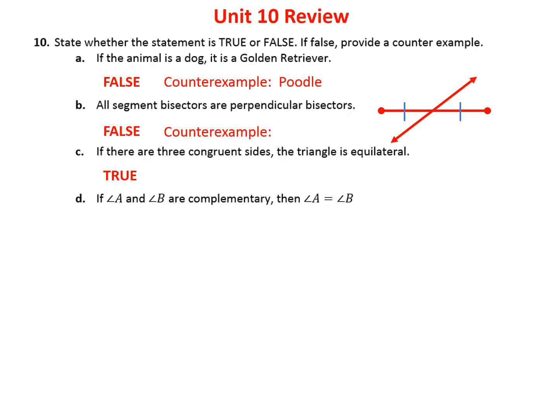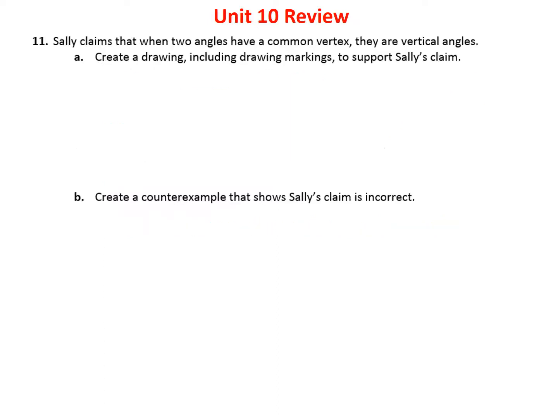D says if angle A and angle B are complementary, meaning they add up to 90 degrees, then they must equal each other. Well, that's false again. For example, I could give you 2 angles. Angle A is 30 and angle B is 60, not equal to each other, but 60 and 30 add up to 90. So there's a counterexample.